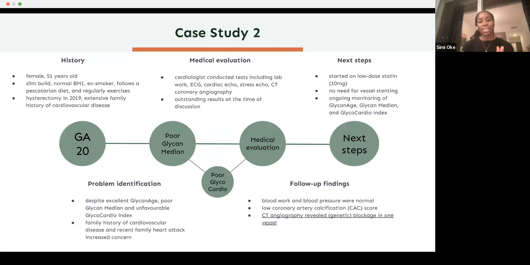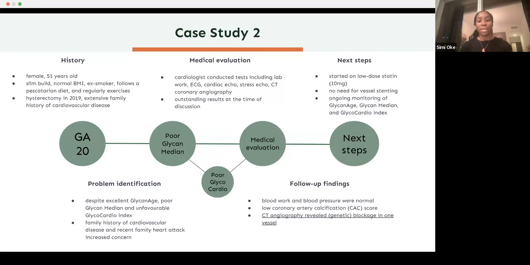However, a good GlycanAge does not always indicate that there's nothing going on in terms of health. And so even though her GlycanAge was 20, which is the best you can be, her glycan median was slightly off, which is unusual considering her overall GlycanAge was good. And so further investigation was done to understand what was going on and why the glycan median was high. And a decision was made to also get the GlycoCardia report, which did show a very poor score.